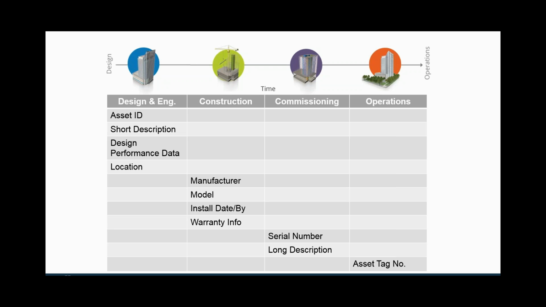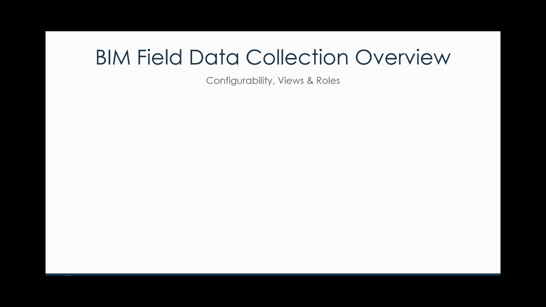Ultimately, all of this information can flow seamlessly into operations. And we can add things such as asset tag numbers. We can start doing things such as managing our preventive and corrective maintenance, inventory, asset allocations. All of that can happen over the life cycle, being able to collect this rich field data and have it flow into our models. So the next piece I want to talk about is configurability, views, and roles.